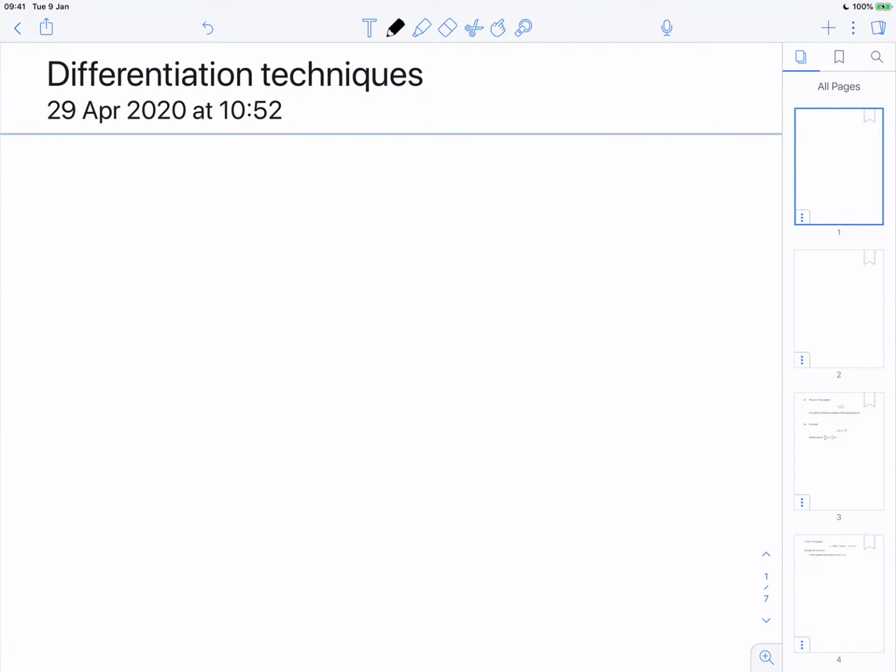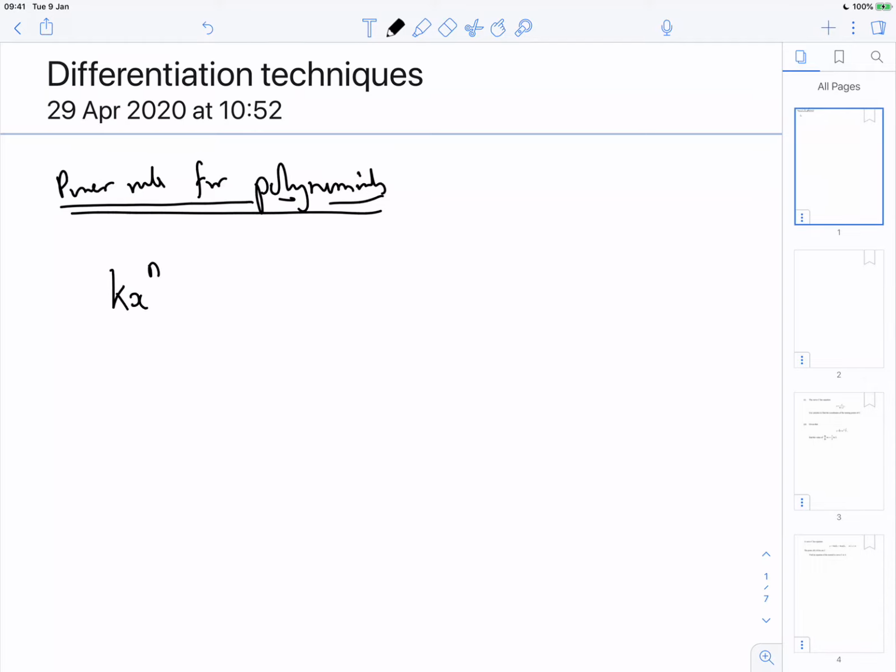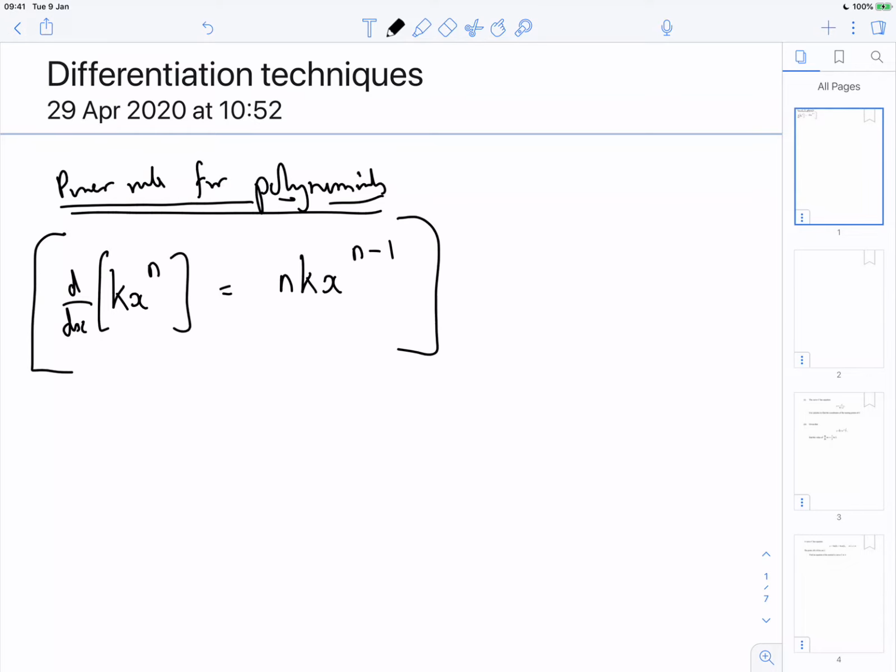Well, at the moment, I've only taught you the power rule for polynomials, okay? And that is, if I have a polynomial, k times x to the power n, and I want to differentiate that with respect to x, then I bring the n forward as a factor, so that's n times k, and then I lower the power by 1, so n becomes n minus 1. Yeah, that's pretty straightforward.